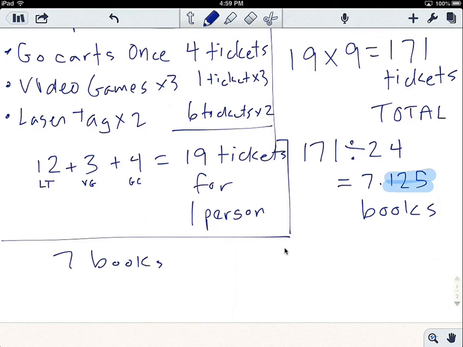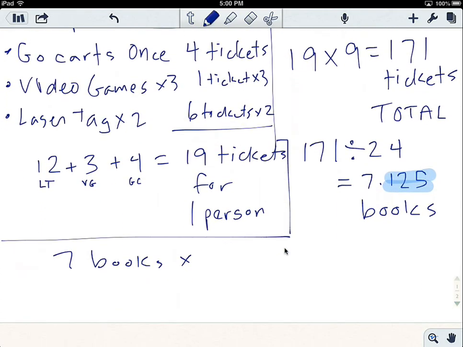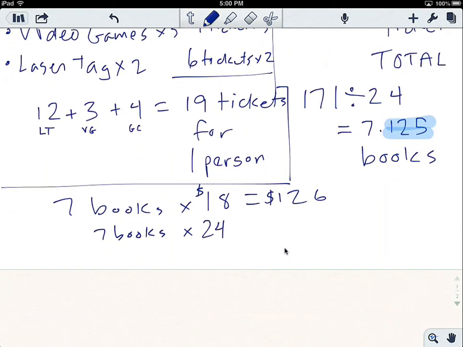And so if you bought 7 books, that would be times, let's just check the price here, 18. And I get $126 for that. 126 bucks. And then we'd still have to buy some tickets, which, that's 7 books times $18. And so we need to figure out 7 books times how many tickets in a book? 24. Yeah. So 7 books times 24 tickets is 168. 168 tickets.